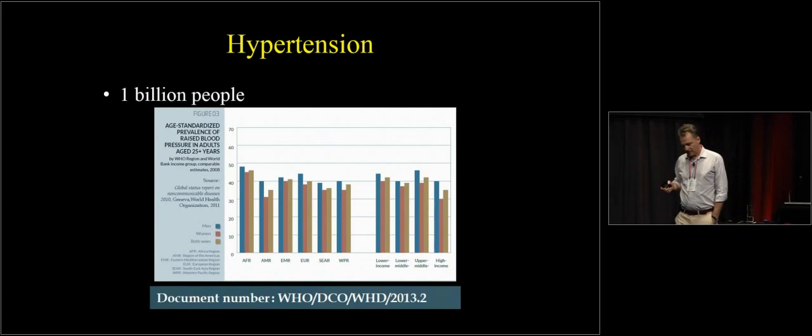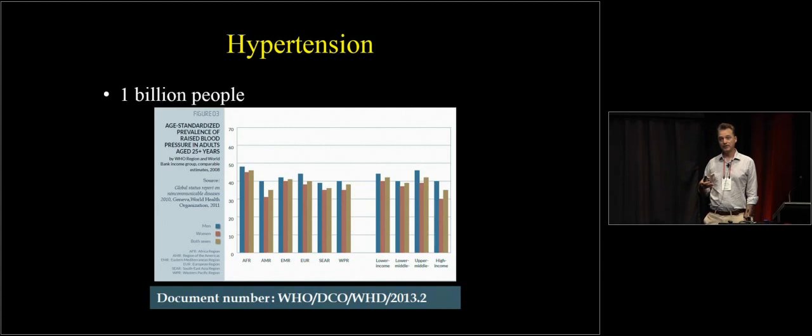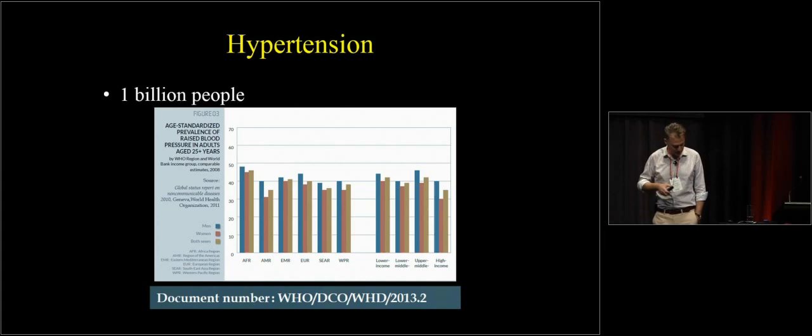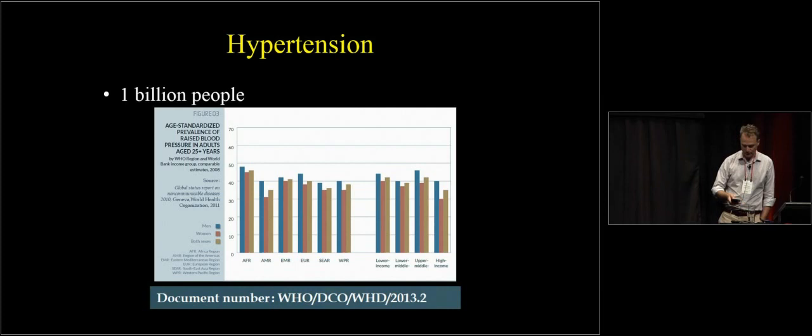The reason that hypertension is important, of course, is that it's really common. So a billion people, this is World Health Organization data, a billion people around the world would be classified as hypertensive with a blood pressure greater than 140 over 90. And about 30 or 40% of adults over the age of 25 would be classified as hypertensive. And that's irrespective of what continent you're on, so there's no geographical bias, and it's irrespective of your socioeconomic background as well. So it's a very common problem, hypertension.